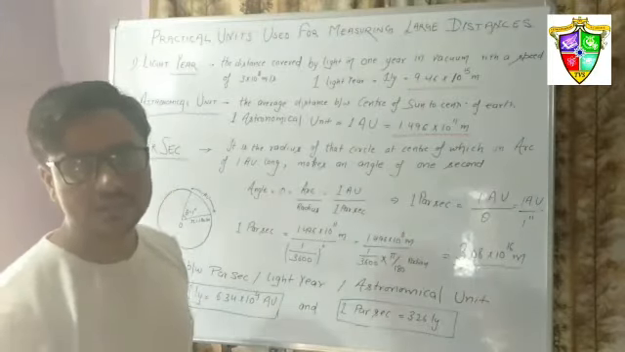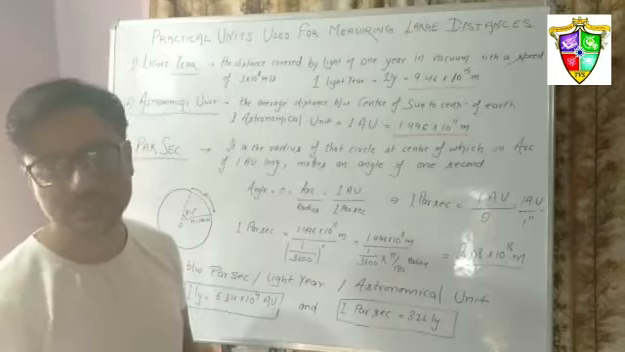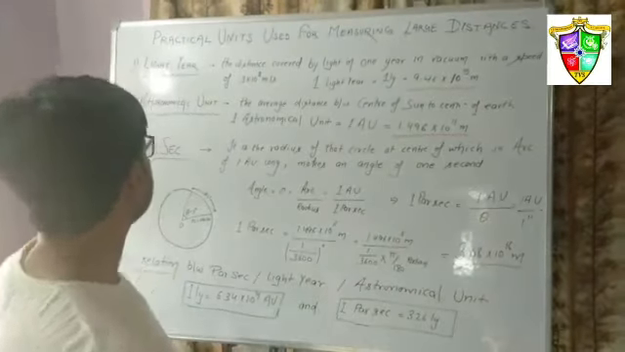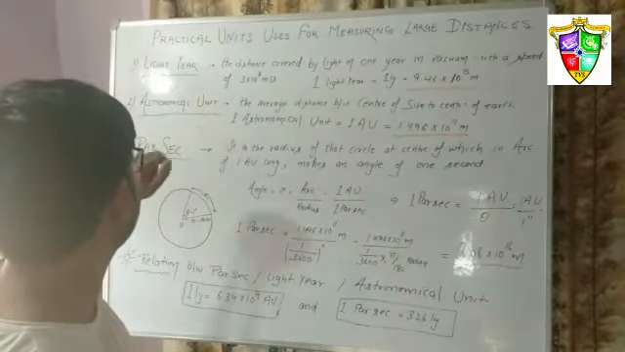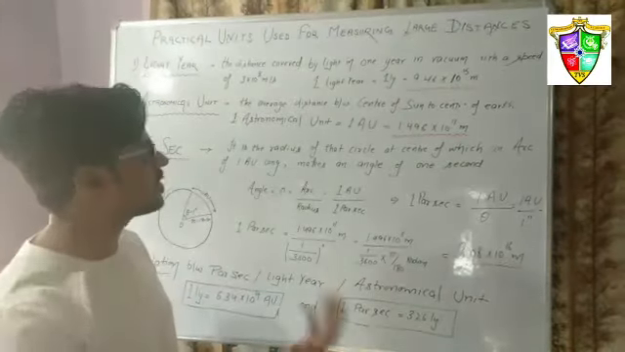So there are three methods and three parameters by which we can measure the distance between two planets or two heavenly bodies. Students, these are light year, astronomical unit and parsec. So what are these? Let's discuss.